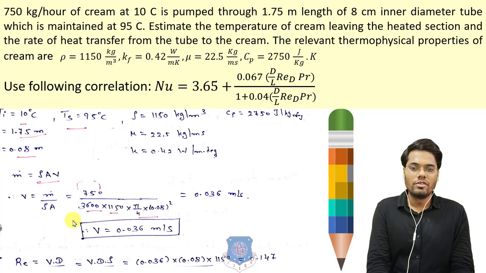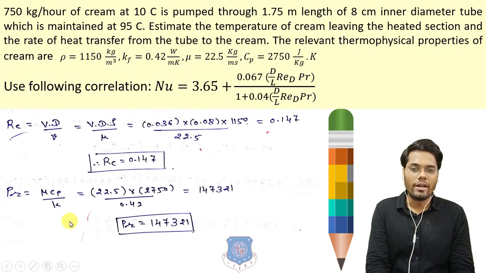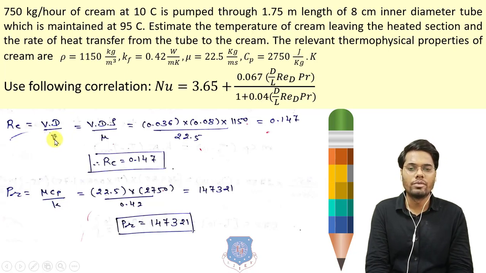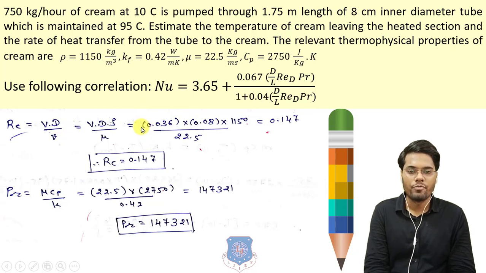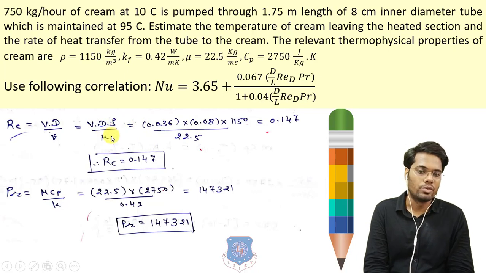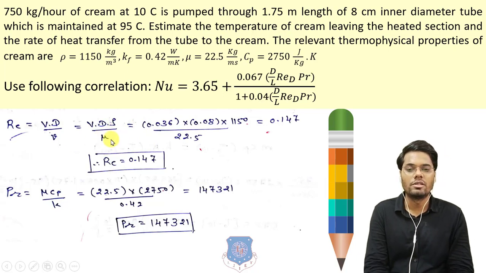Now using this velocity, we can calculate the Reynolds number by the equation V d by nu. Instead of kinematic viscosity, we will use dynamic viscosity, since nu is equal to mu by rho, and we have the values of mu and rho. Replacing nu with mu by rho, we know the velocity, diameter, density and dynamic viscosity. Putting all the values in this equation, we get a Reynolds number of 0.147.